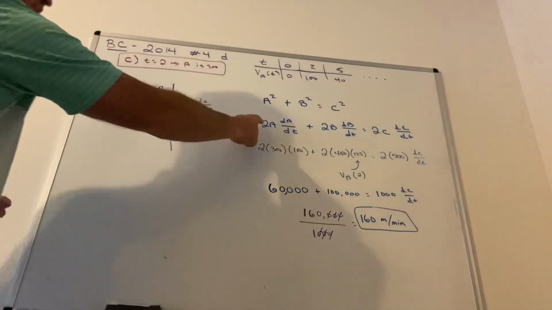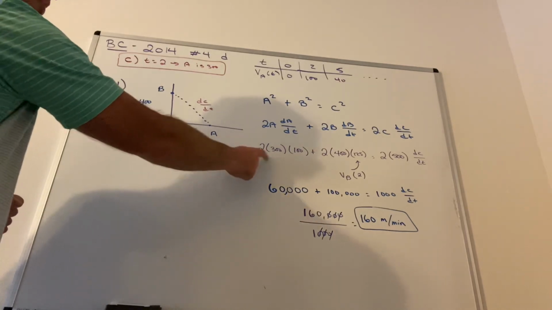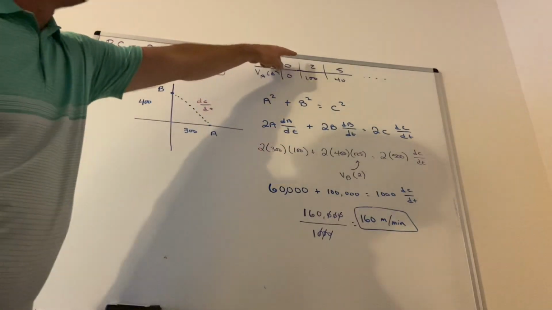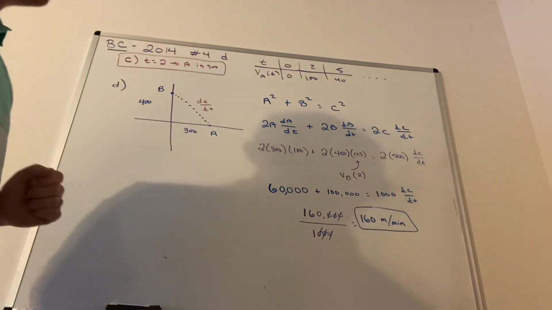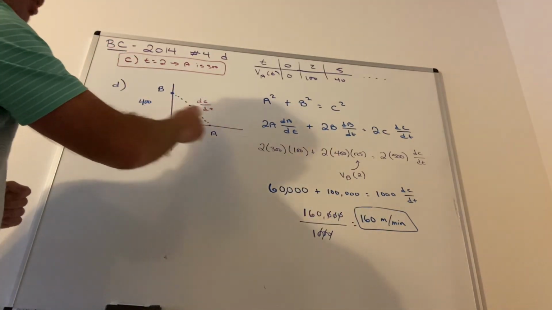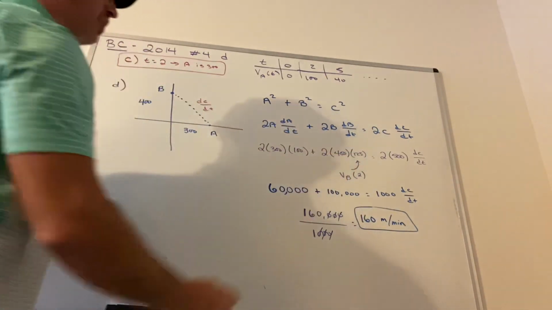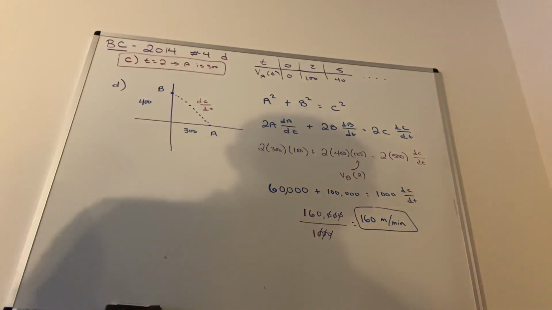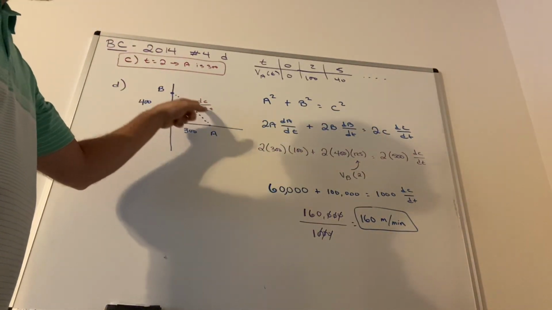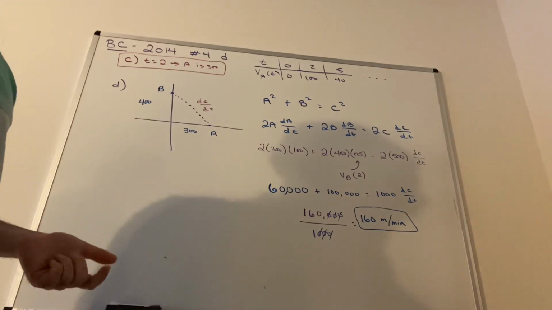So 2 times A: you know that A is 300. And then dA/dt, well, that's the velocity of A at time 2, which you can pull from your table. Plus 2 times B: B we know is 400. And then dB/dt, well, that's the velocity of B at time 2. And so you can just plug a 2 into the velocity equation that they gave you in this part, and then that equals 2 times C: the Pythagorean theorem just gave me that 500 right there. Knowing your triples will give it to you.